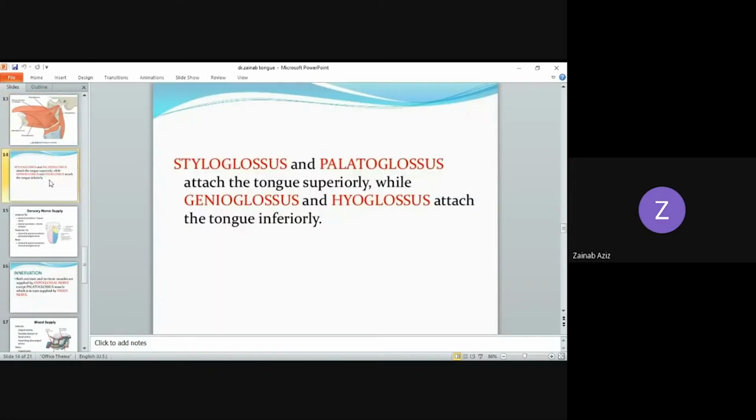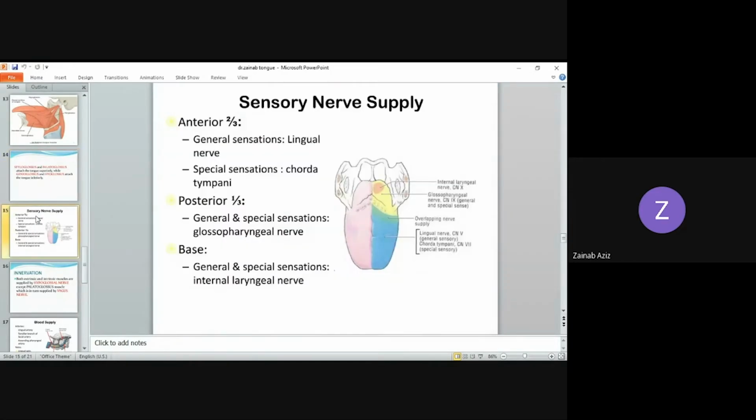Styloglossus and palatoglossus attach to the tongue superiorly, while the genioglossus and hyoglossus attach to the tongue inferiorly. Superiorly means above, inferiorly means below. This is very important for you to know.